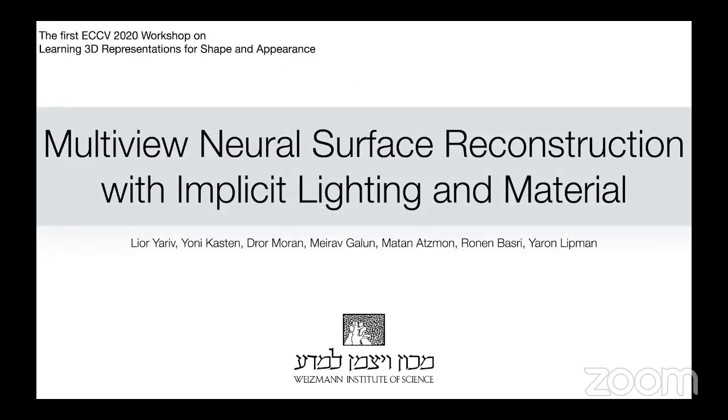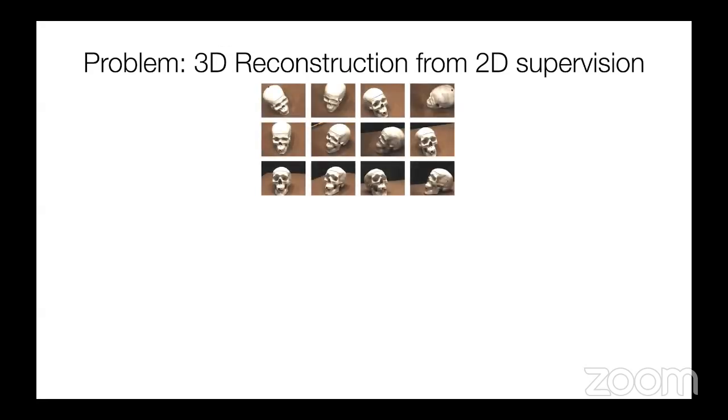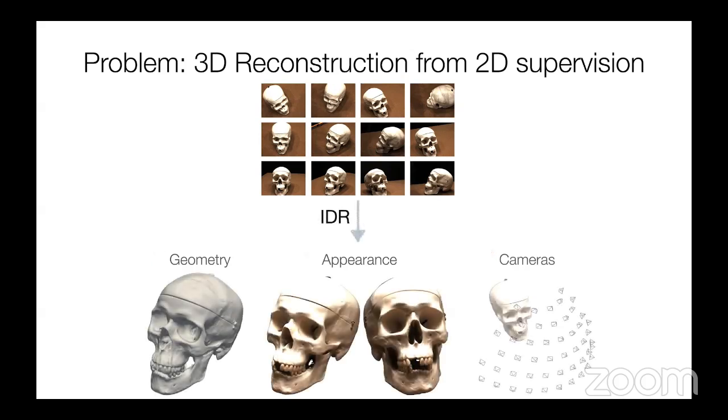Hi, I'm Lior, and I will present to you our recent work on multi-view neural surface reconstruction with implicit lighting and material. In this work, we address the challenging problem of multi-view 3D surface reconstruction. Given 2D images capturing a real object from multiple views, our goal is to infer the 3D geometry of the object, its appearance, and the cameras which capture those images. We present implicit differentiable renderer, a neural network architecture that simultaneously learns those 3 unknowns.